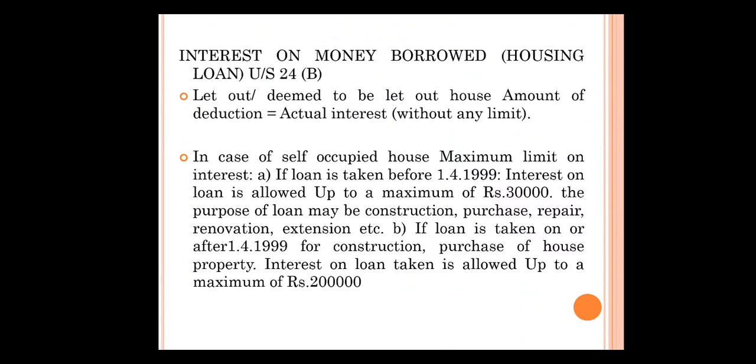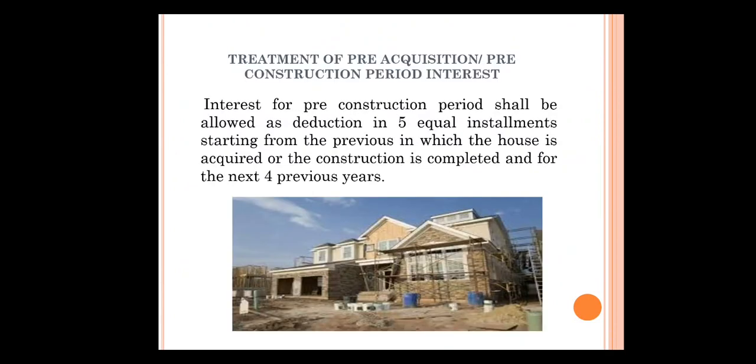And then we move on to pre-construction period interest. Interest for the pre-construction period shall be allowed as deduction in 5 equal installments starting from the previous year in which the house is acquired or the construction is completed, and for the next 4 previous years.